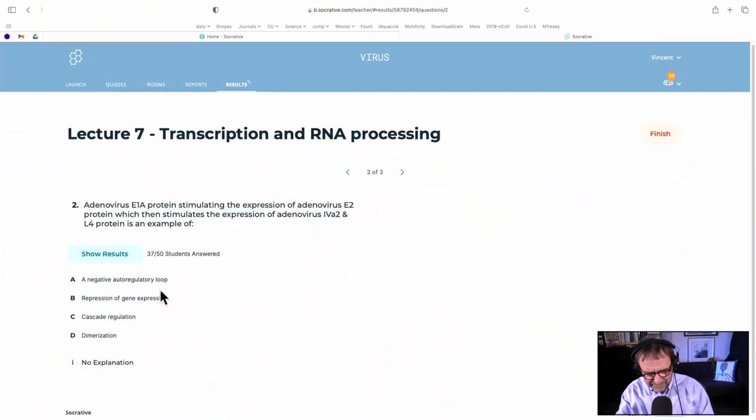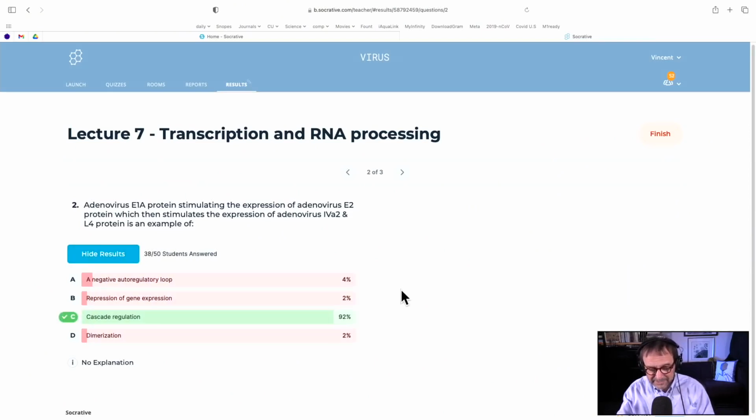All right, what do we have here? We're stuck at 37, but 92% of you got cascade regulation, which is right. One protein stimulating the expression of another is cascade regulation. It's not negative. It's not repression. It's not dimerization. It's cascade regulation.